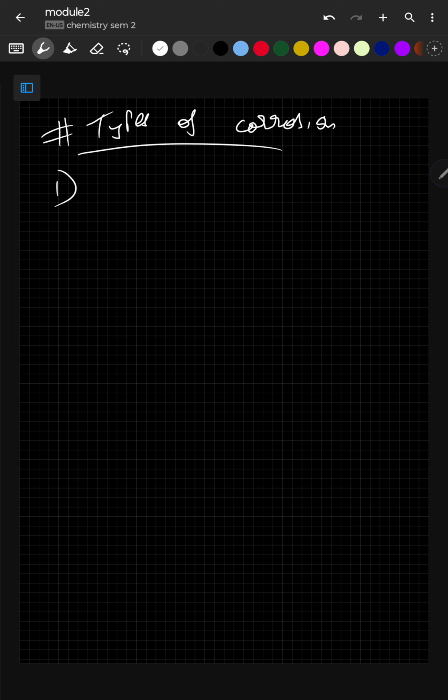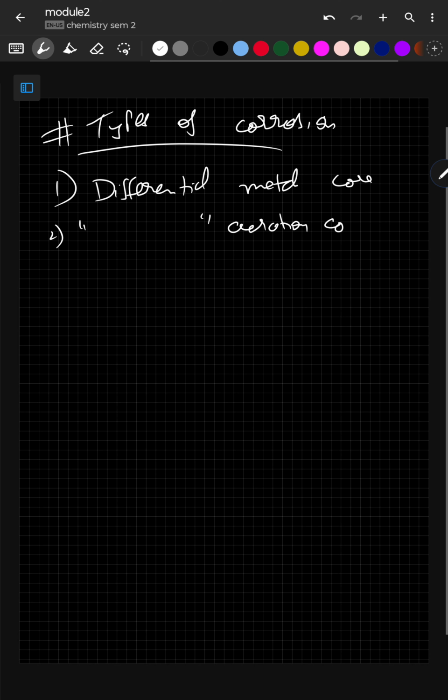Our next topic is types of corrosion. There are mainly three types of corrosion. First one is differential metal corrosion. The next one is differential aeration corrosion. And the third one is stress corrosion.